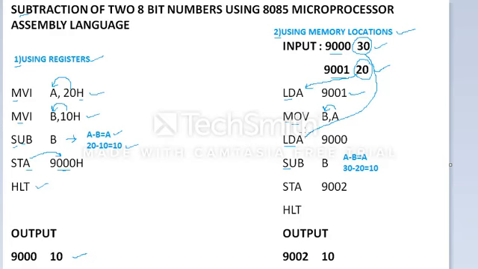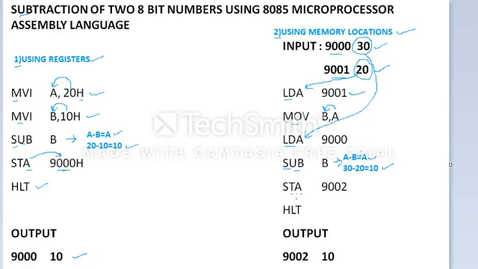Then I'll do the subtraction by the SUB instruction. SUB B means here B is subtracted from the accumulator. In the accumulator we have 30. 30 minus 20 is 10. That 10 again will be at the accumulator.